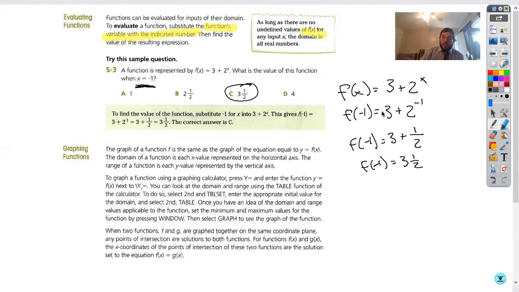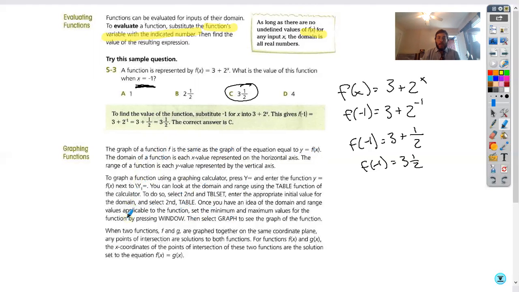So another thing about functions is that we can graph functions. So graphing of a function is the same as the graph of an equation, equal to y equals f of x. So when we had y equals 2x, it's the same as f of x equals 2x when we're graphing. The domain of a function is each x value represented on the horizontal axis, and the range of the function is the y value represented on the vertical axis. So to graph a function using our calculator, ours is a little bit different than this one here. We're going to take a look at how to graph a function a little bit later on in the problem set here.